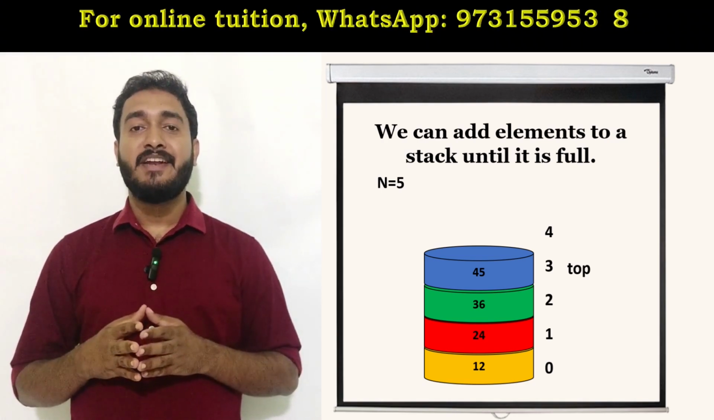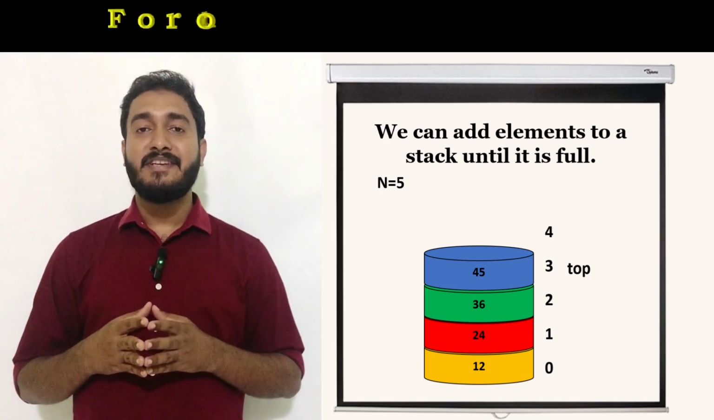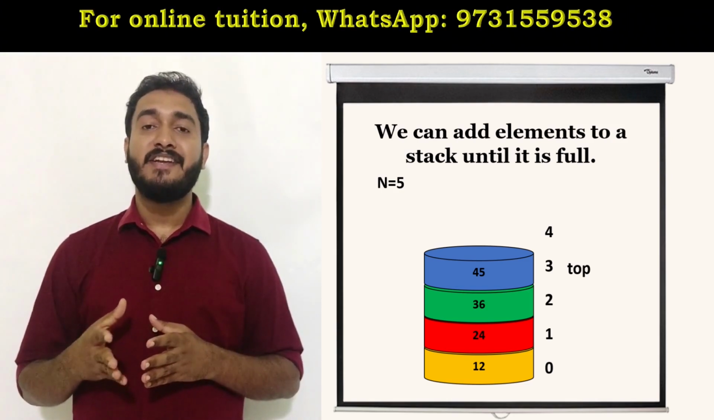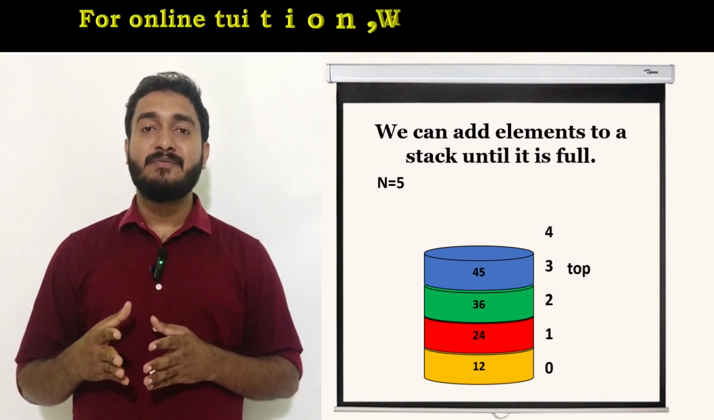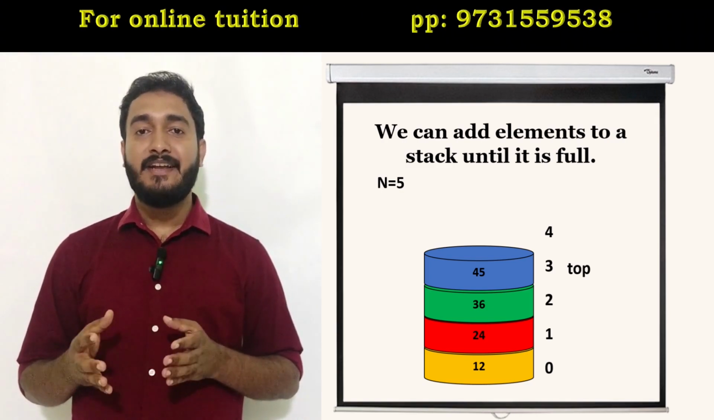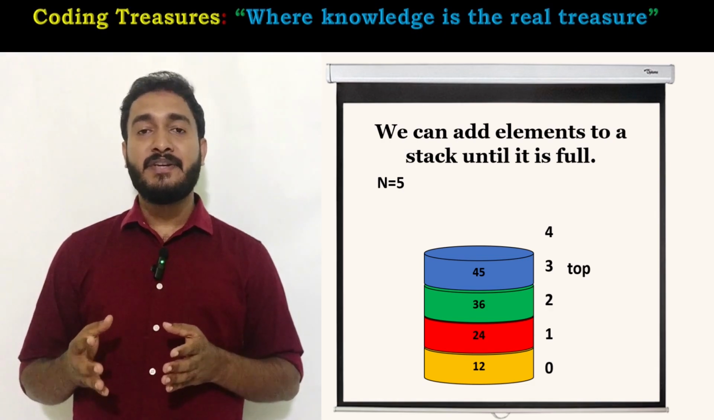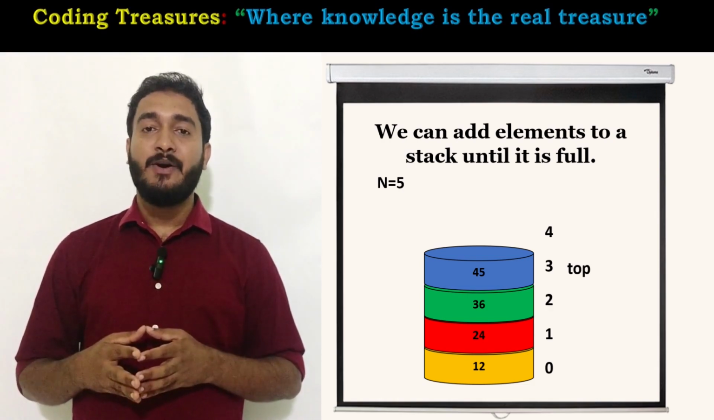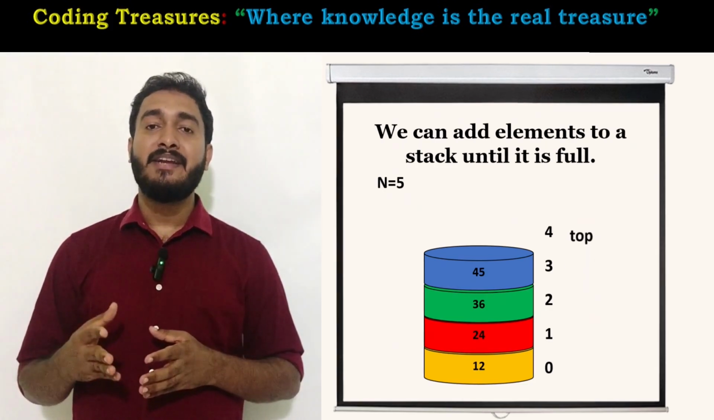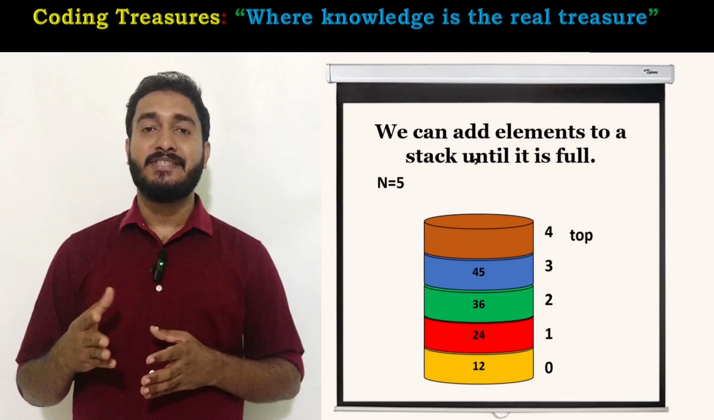How many elements can we add into the stack? Look at this example. Here n is equal to 5. What is n? N is the maximum number of elements that can be added onto the stack. In this example, there are already 4 elements in the stack. We can add one more element into the stack. So I am incrementing top and adding one more element.